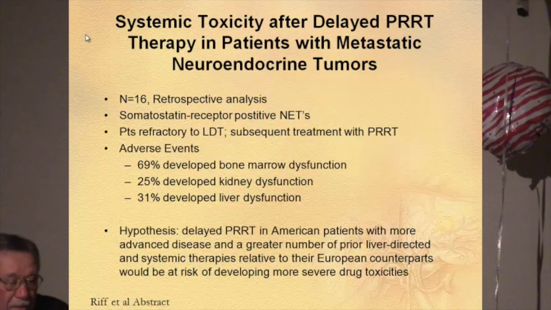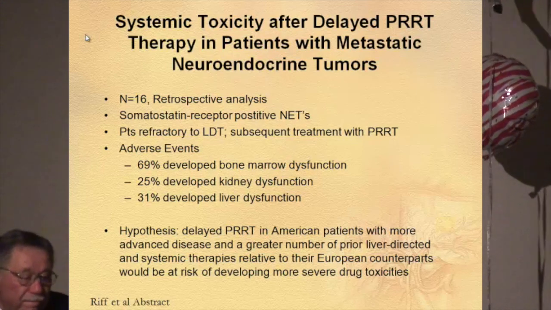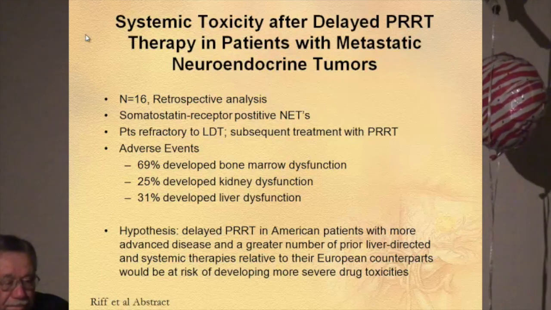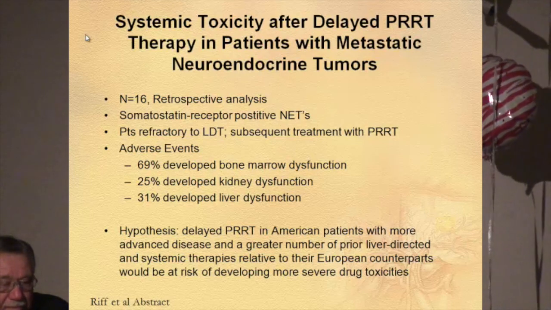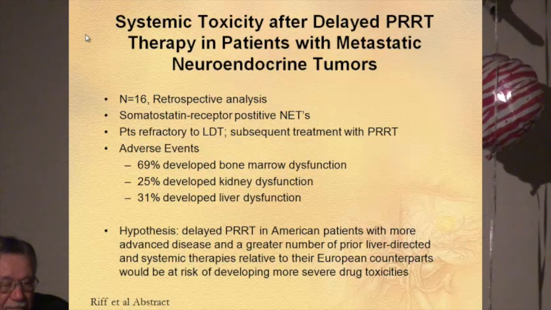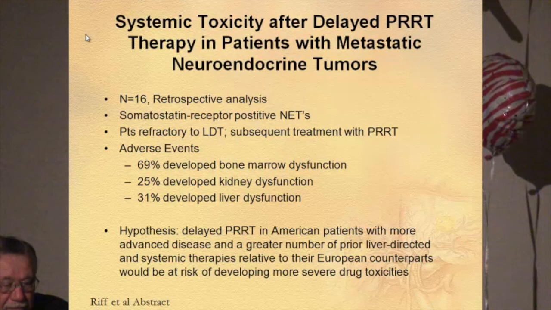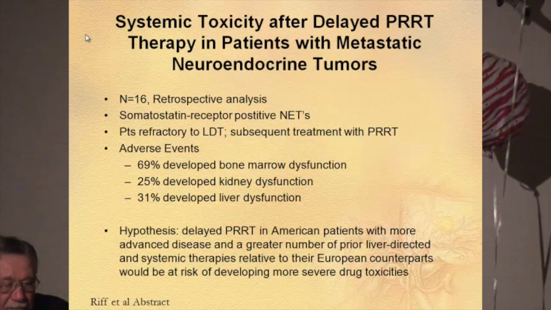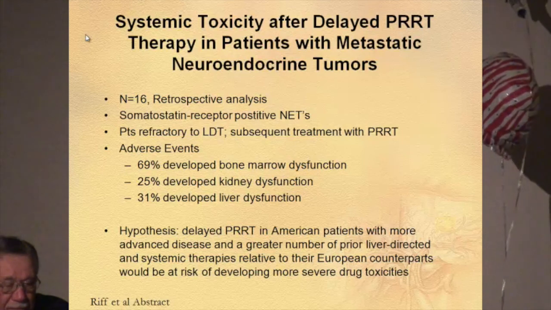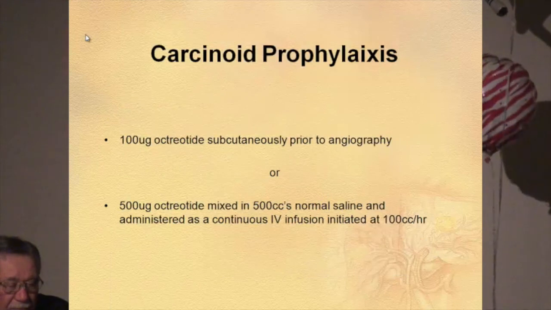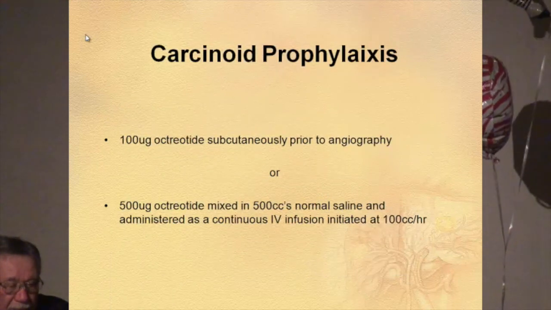31% developed liver dysfunction. So the thought is, in the United States, we treat livers very aggressively, and we beat them up over time to the point where if you get PRRT after you've seen multiple lines of liver-directed therapy, you may not do as well. So there's more work that needs to be done in this area.